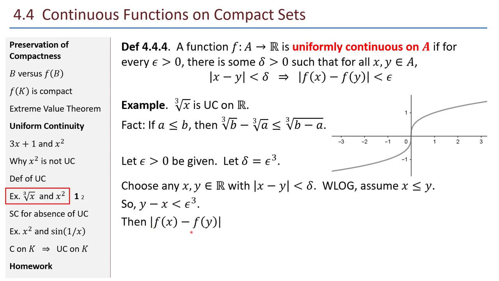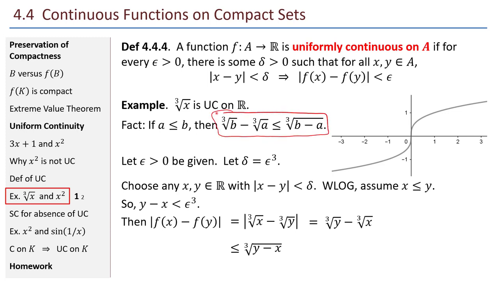Now, the difference in my function values, I want to show that this guy is less than epsilon. Well, plugging in what f of x and f of y are, we get this expression. Since y is greater than x, I can remove absolute values and switch the order around. Here's where I use the fact about the inequality with cube roots. And now here is where I use the fact that y minus x is less than epsilon cubed. So I can replace the y minus x with epsilon cubed and get something a little bit larger. Well, of course, the cube root of epsilon cubed is epsilon, and there we have our proof. The difference in the function values is less than epsilon.